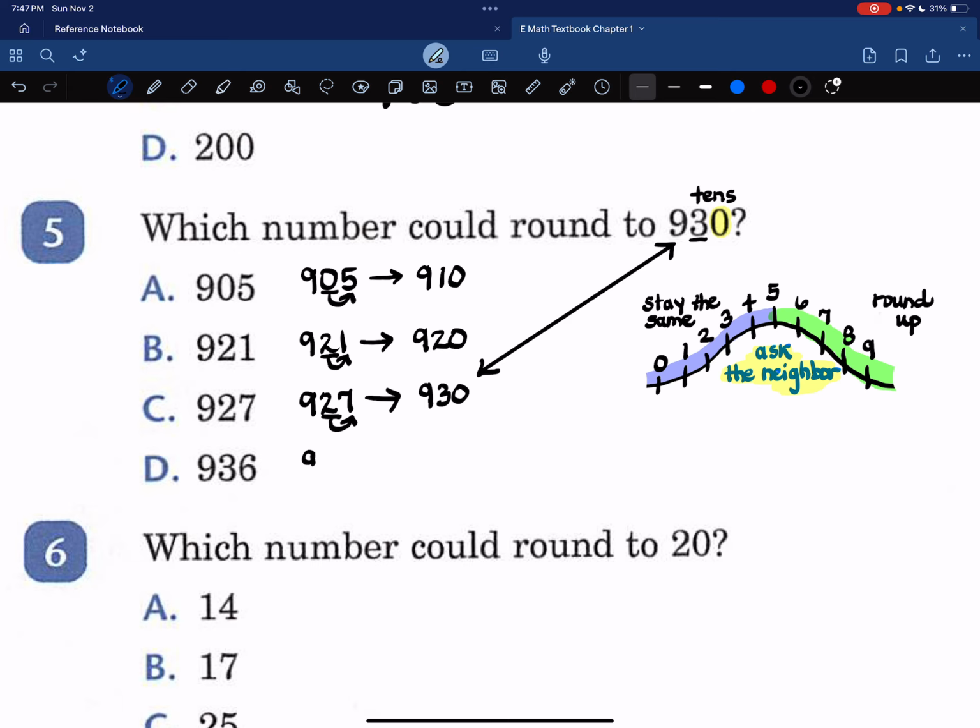This one is 936, and it would round to 940. So the one we want is C. It would round to 930 because its neighbor says to round up there.